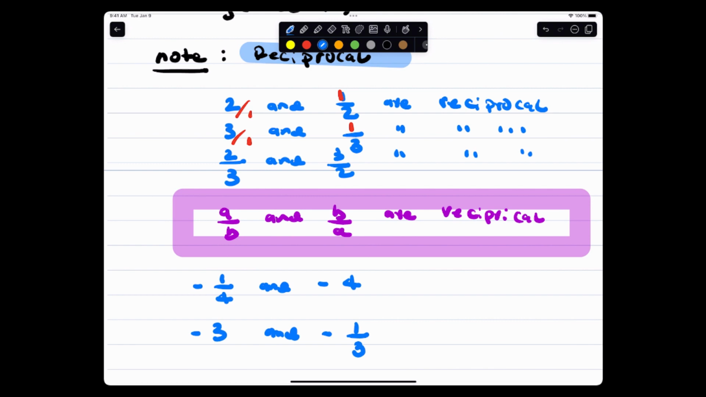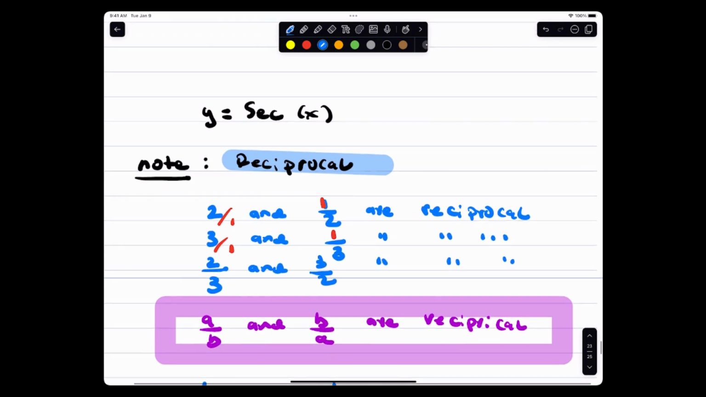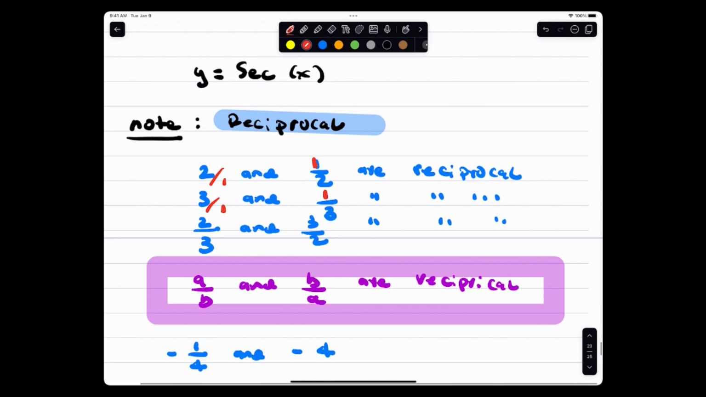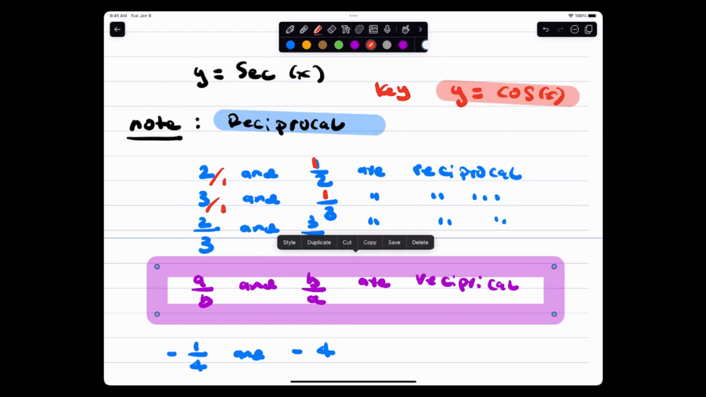And you might say, well, why do we care about this? Because when you graph secant, ladies and gentlemen, the key to graphing secant is to sketch the curve of the reciprocal of secant. What's the reciprocal of secant? Cosine. Good. And you guys know how to graph cosine, is that right? So if you're going to graph secant, you always start by graphing what? Cosine.